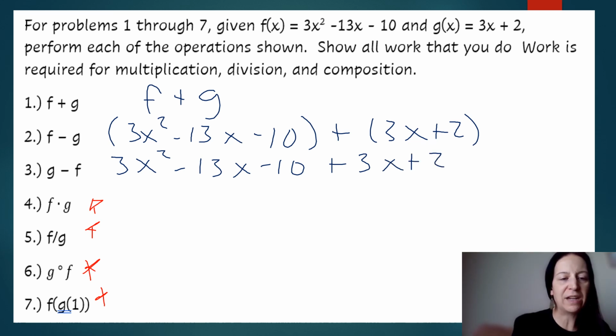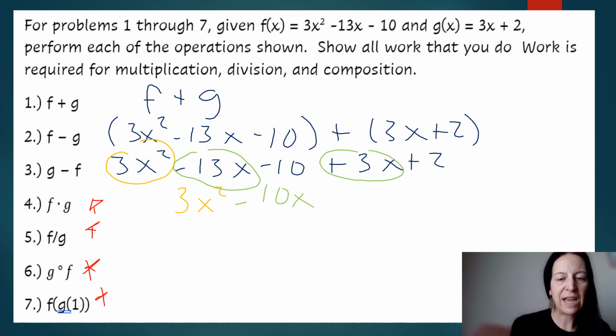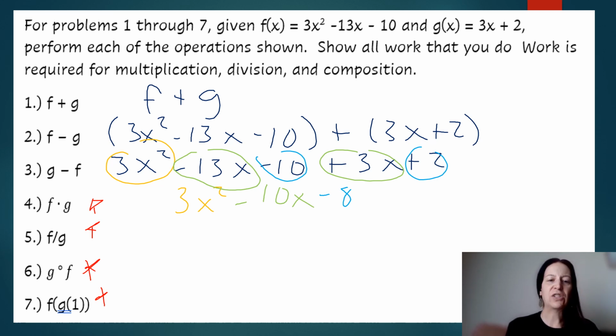Remember to combine your like terms. So we have 3x squared. Looking at our x terms, negative 13x plus 3x would give me negative 10x, and then negative 10 plus 2 is negative 8. And so when I add them, I'll get 3x squared minus 10x minus 8. Okay, so there's adding f and g.